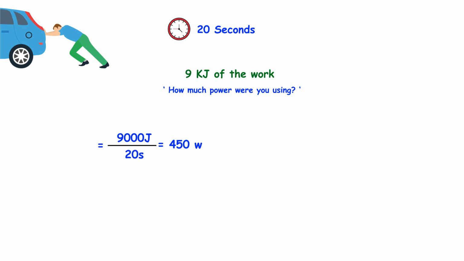As a last example, imagine that to push a car down the street, you have to do 9 kilojoules of work over the course of 20 seconds. How much power are you using? Once we have the equation, we can see that all we have to do is divide the work done, which is 9 kilojoules or 9,000 joules, by the time taken, which is 20 seconds. So, the power would be 450 watts.